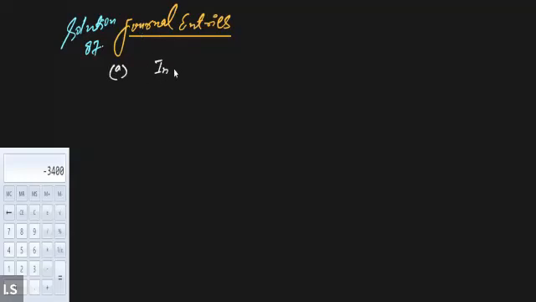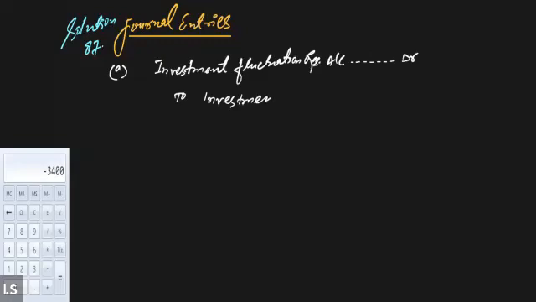Investment fluctuation reserve account debit to investment account. The value of the investment is declining by how much? 10,000. The investment fluctuation reserve is of how much? 30,000. And the value of the investment falls from 1 lakh to 90,000. So that means there is a loss in the value of the investment of rupees 10,000.